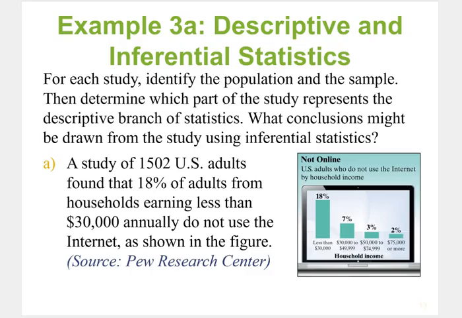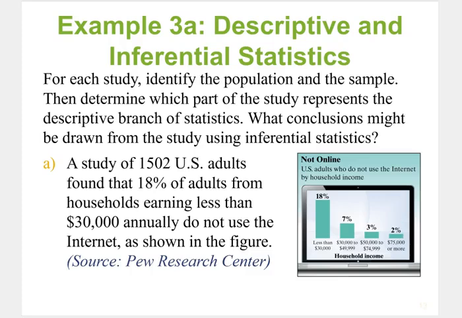We could actually do some inference as well, what conclusions might be drawn from the study using inferential statistics. So based on this data, I might be able to conclude that the internet has been made more inaccessible to lower income houses. Right, so based on that 18% who don't have the internet. Now, I don't know if that's true or not, because every teenager I know, regardless of their socioeconomic state, has a smartphone these days. So again, adults.